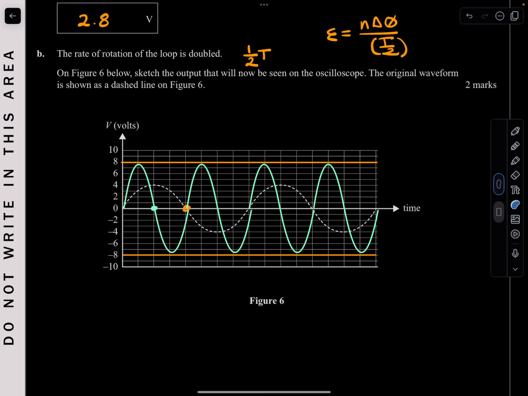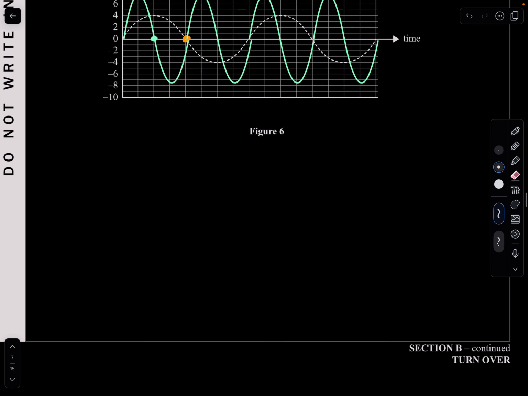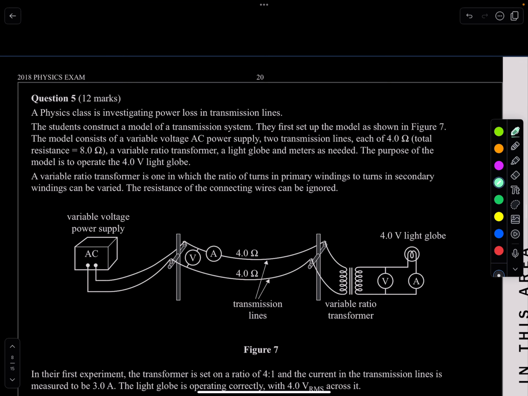Beautiful. This is much nicer. So here it is. This is how your graph would look. Let's rub these parts out. And that's how your graph should look when you double the rate of rotation. Beautiful. Question 5. Let's have a look at this.